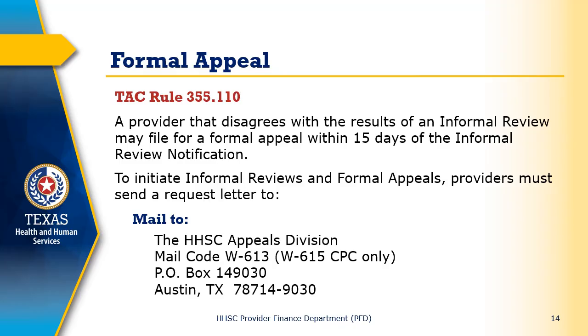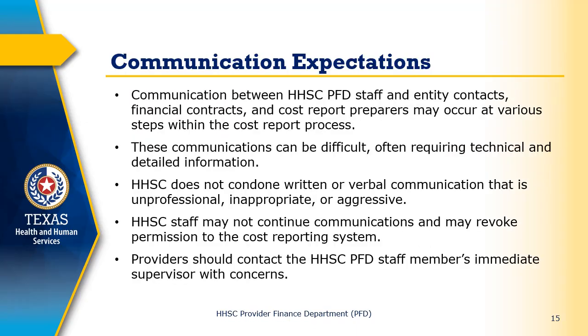The formal appeal process is strictly limited to the issues and documentation that were considered during the informal review. The request must be mailed to Texas Health and Human Services Commission Appeals Division, Mail Code W613 or W615 for CPC only, P.O. Box 149030, Austin, Texas 78714-9030, fax 512-231-5779.